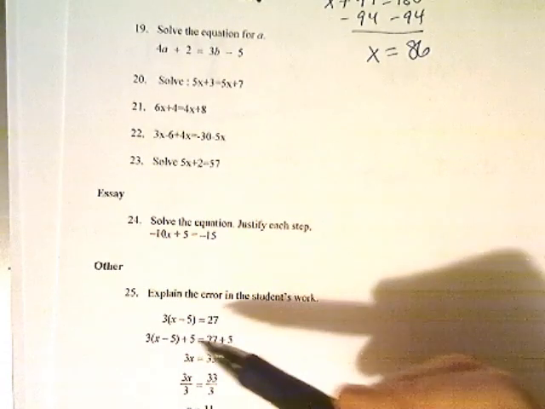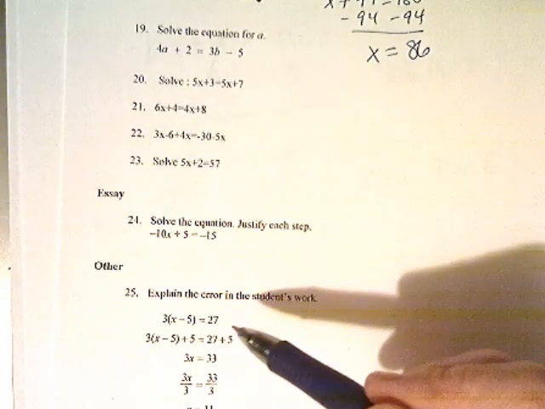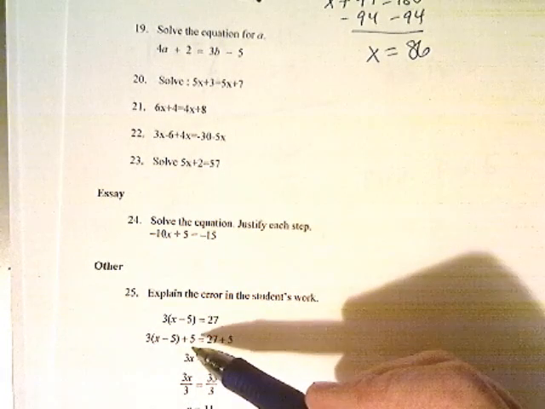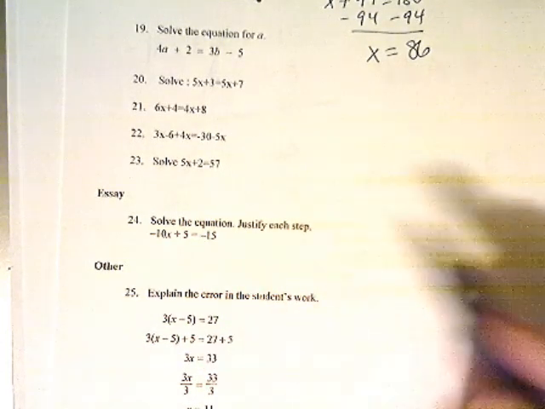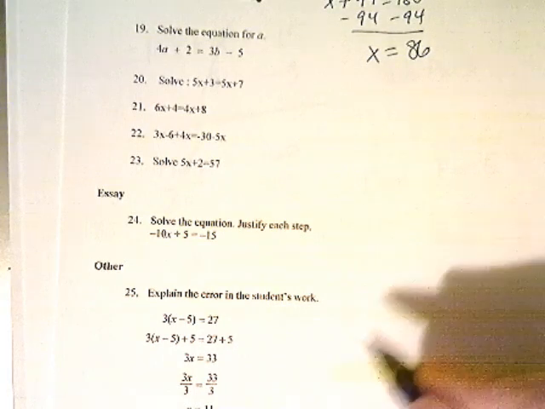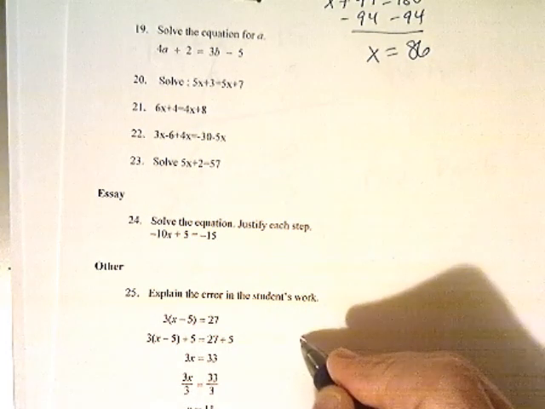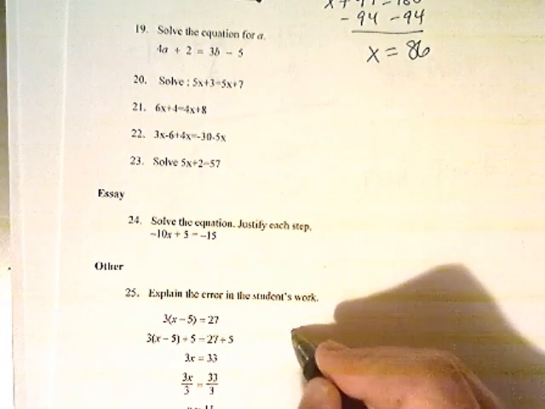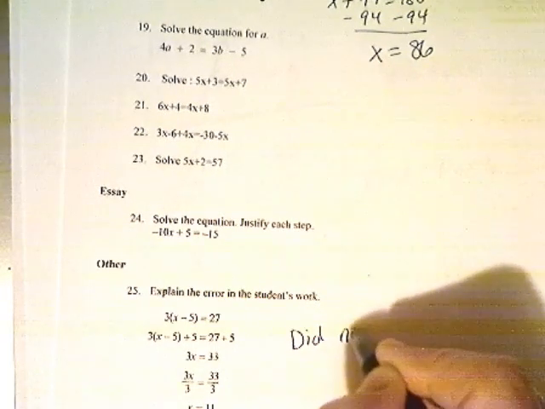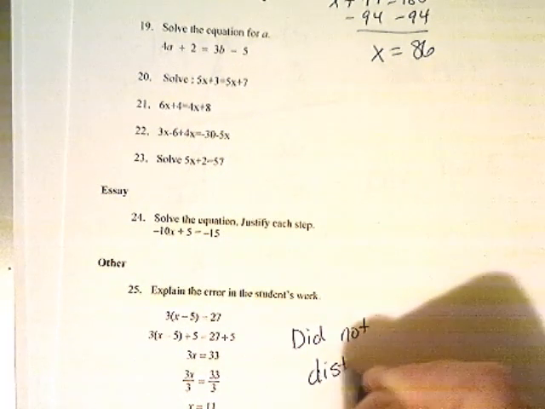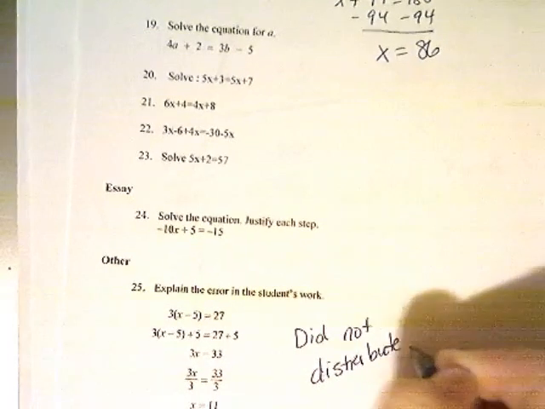Final one says to find the error. It says 3 times x minus 5 is 27. And the next thing they did was add 5 to both sides. Their error is that they did not distribute. The student did not distribute. Okay.